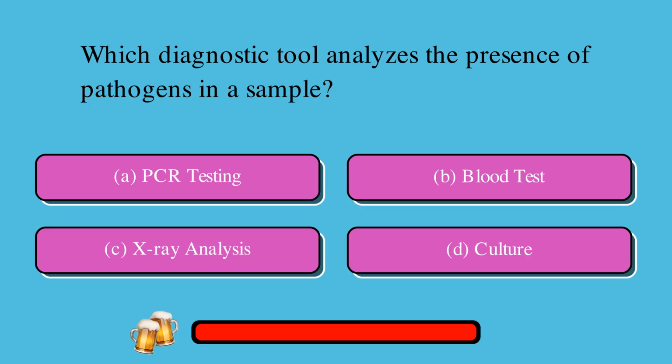Which diagnostic tool analyzes the presence of pathogens in a sample? A. PCR testing, or B. blood test, or C. X-ray analysis, or D. Culture? The correct answer is D. Culture.